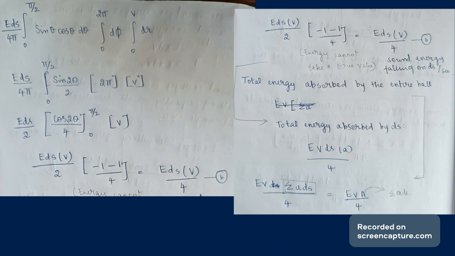So the total sound energy absorbed by dS is going to be E v dS divided by 4 into the absorption coefficient, which is a, and the total sound energy absorbed by the entire hall will be sigma a dS, where S is the surface area of all the surfaces and a is the absorption coefficient. So E v A divided by 4, where capital A is the summation a dS.